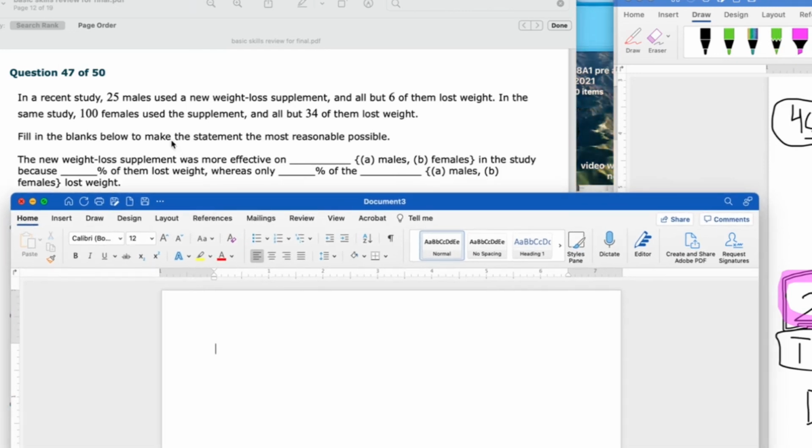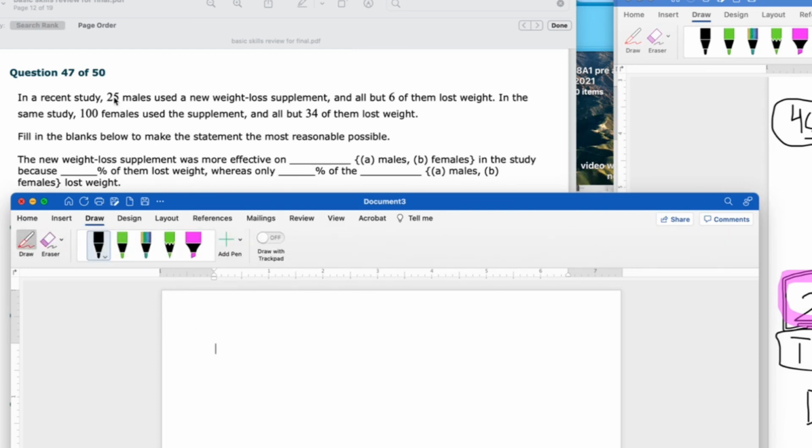Okay, so we're going to have to find out percentages. So notice it says all but 6 lost weight. So we're looking for the percentage of weight loss, not the percentage of not weight loss. So we're going to have to change this around a little bit. So we're going to say 25 males was the total. And this is males. Use a weight loss supplement, and all but 6 of them lost weight. So how many lost weight? So take 6 from 25, and 19 out of 25 males lost weight.